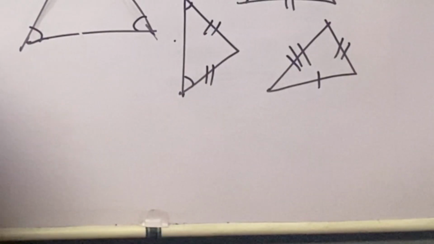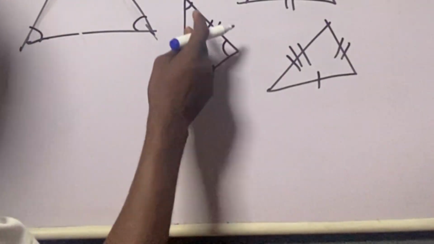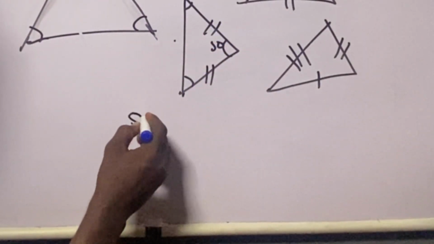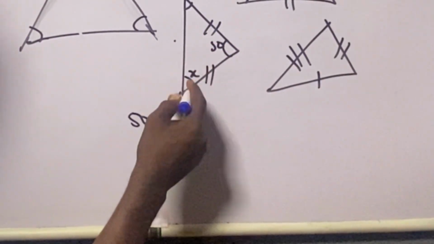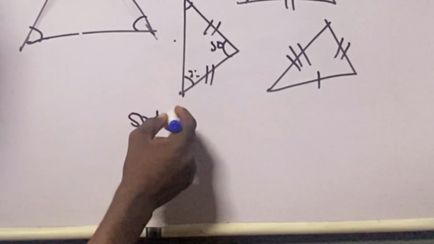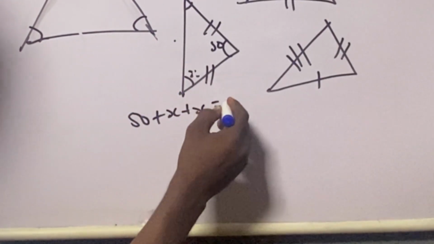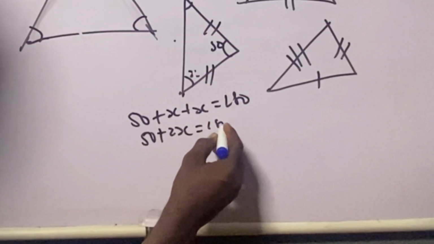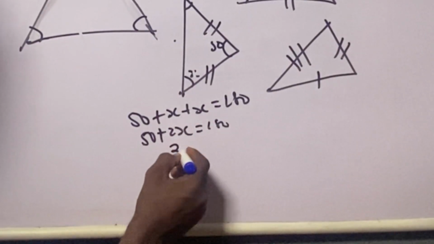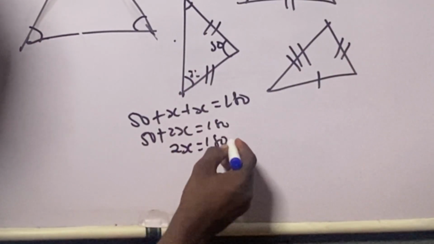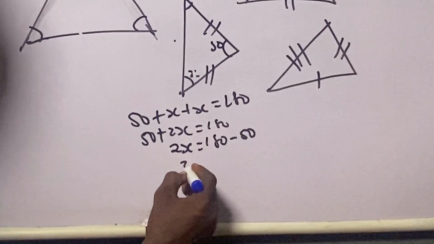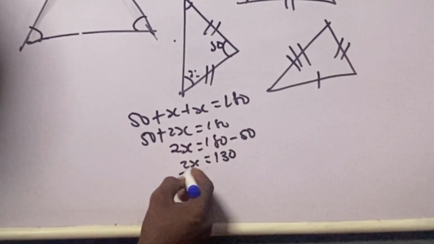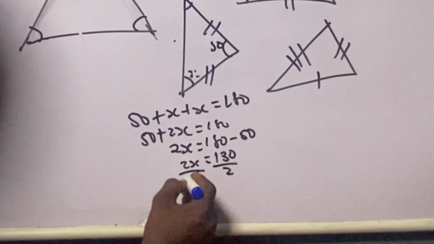So they are equal. Imagine here is 50 and they ask you to find any of these. To find it, if here is 50, you can take this to be x, and if here is x, definitely here is x. So you have x plus x, which is equal to 180. We're having 50 plus 2x equals 180. When 50 crosses the equality sign, it becomes minus, so you have 2x equals 180 minus 50, and you have 2x equals 130. Divide both sides by the coefficient of x.